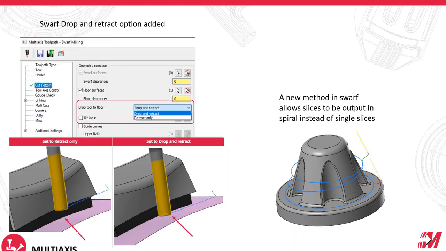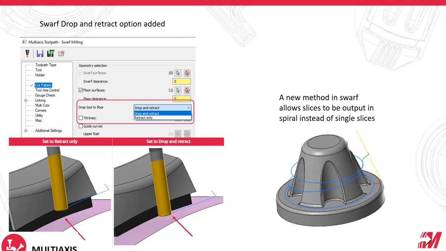In SWRF, you're going to see a drop and retract option added. So in the cut pattern page, you will see a new drop tool to floor. And as you can see on the pictures there, you can define a floor surface, and the tool will go down to there. So you can push your toolpath down a little farther, down to a floor surface to get some clearance on the bottom if you wanted to, and to cut to that floor surface.